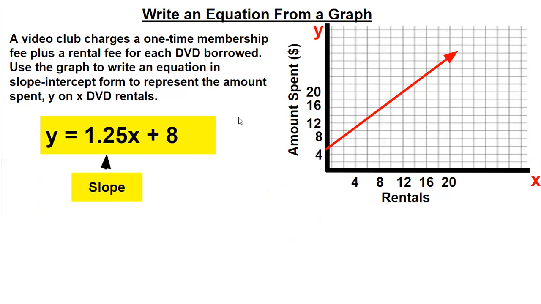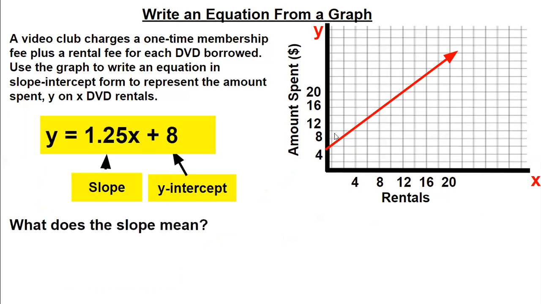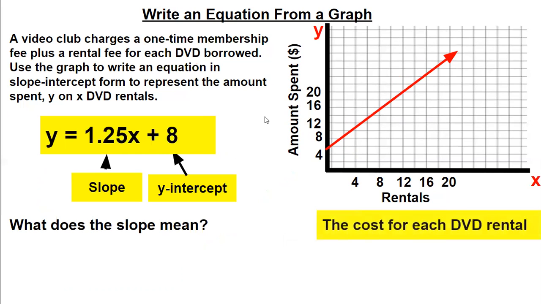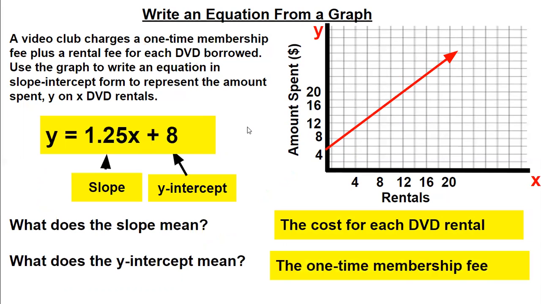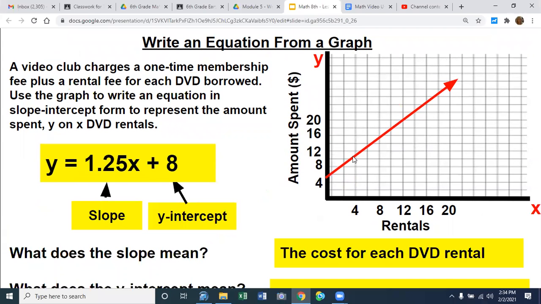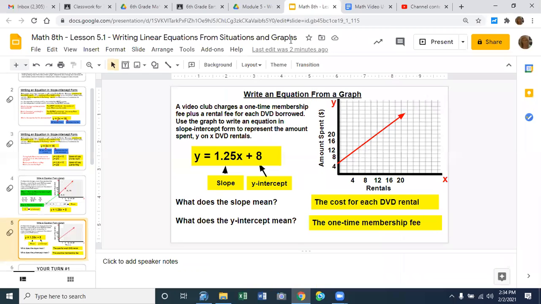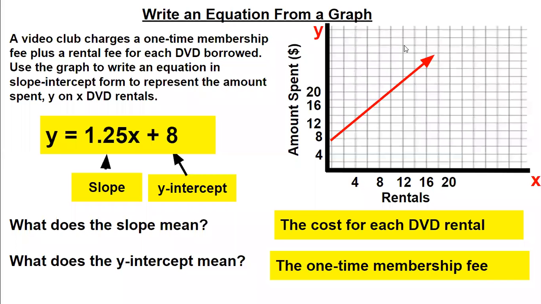Now the question is slope, y-intercept. And my line is off again here on this one. What does the slope mean? The cost for each DVD rental is $1.25. What does the y-intercept mean? There is a one-time membership fee of $8. I'm going to fix this one too while I'm at it. Let's just fix that real quick. I'll pause it so that you don't have to watch me fix it here.